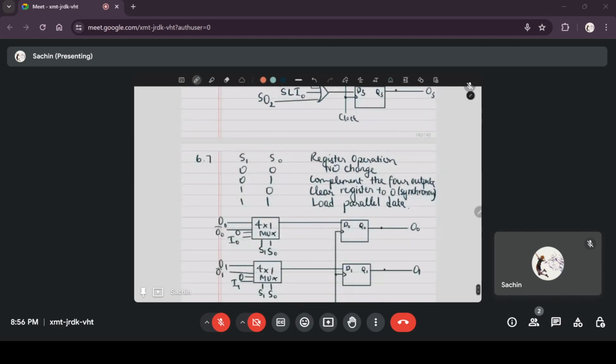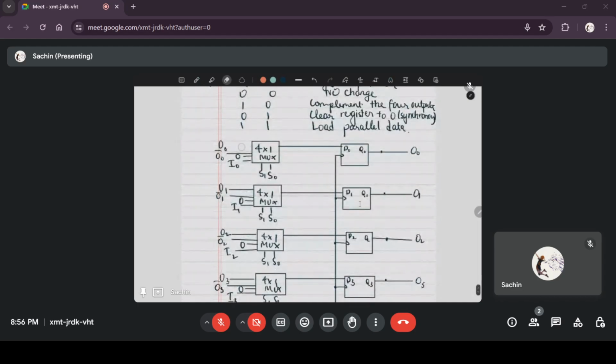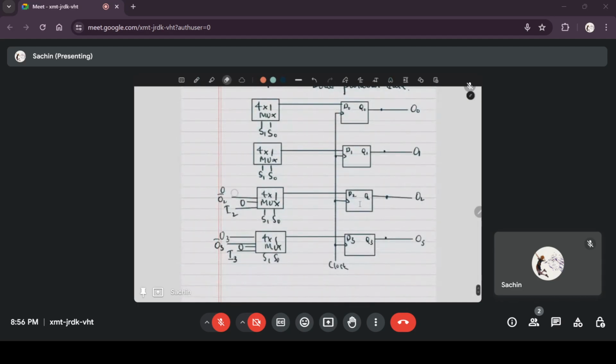All right. There's a slight change here. This is 1 0 and this is 0 1. So let me redo this again. Draw it neater.